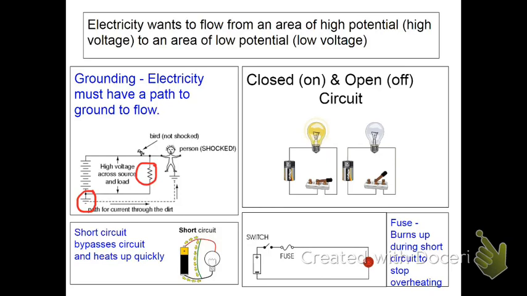A short circuit bypasses the circuit and heats up quickly. The reason is that electrons are smart, they take the path of least resistance. So rather than go through the light bulb, which has high resistance, they're going to flow through that wire that's been established, that's shorting out the bulb, and it's going to heat up very quickly, and the battery's going to drain and heat, and potentially there could be a fire if it was a high enough voltage.